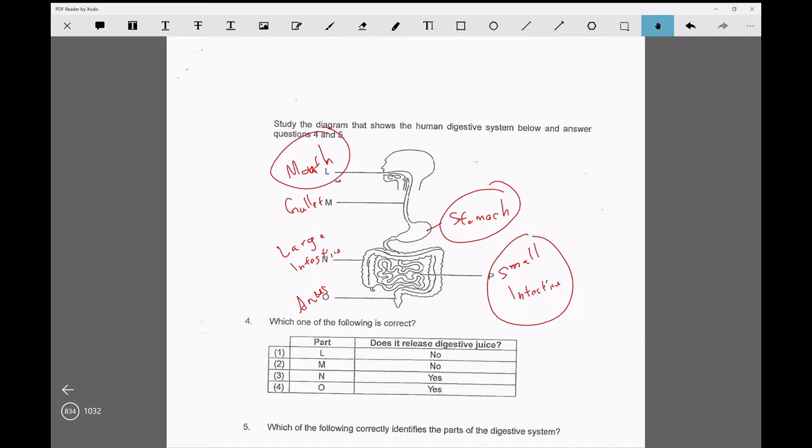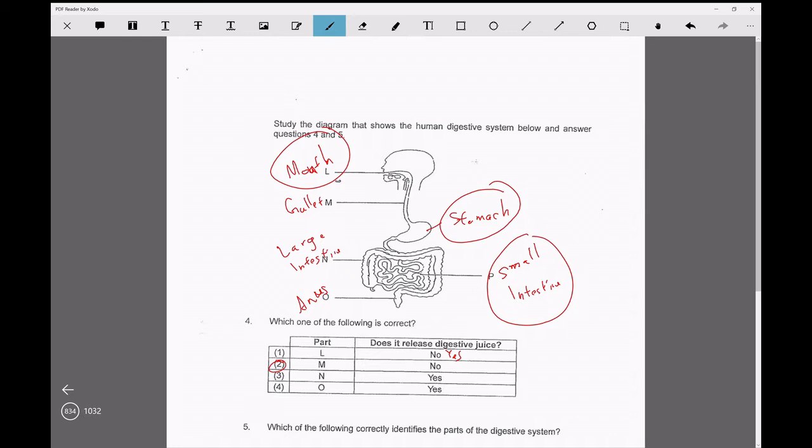So it's your L and your P. There's no P there, right? So there's only L. Does it release digestive juice? No. So this is wrong. It's supposed to be yes. So don't choose it. M, gullet. Yes, gullet does not produce digestive juice. So you choose number 2.